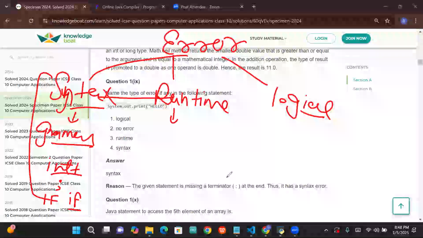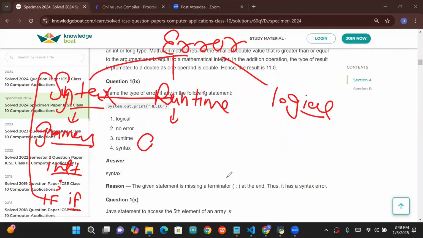Runtime error means you have written each and everything correctly. There is no error in your program, but for some specific inputs, you are getting an error. Let's suppose one typical example they have asked in the last 15 years, five times they have asked this question only. What question? Divide by zero is which type of error?